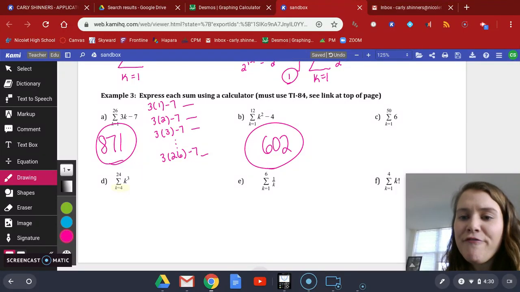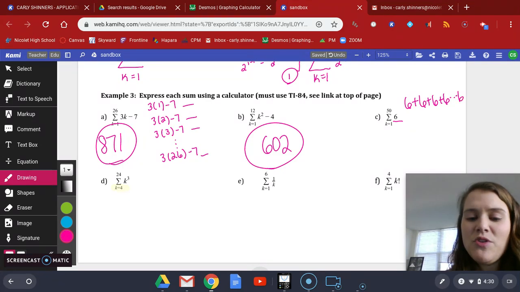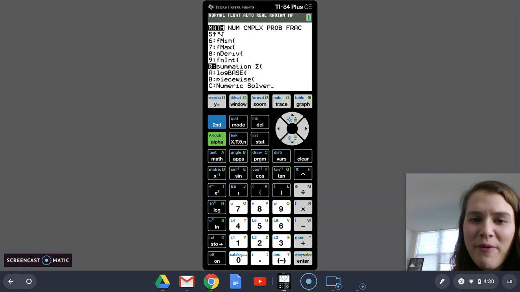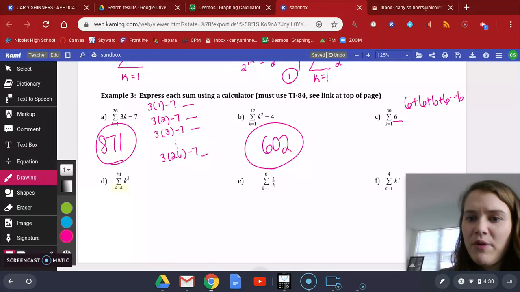Letter C is a little funky because if you look, there's no input, there's no K, there's no N. So I'm really just adding 6 fifty times. So you can actually just do 50 times 6, which is 300. But if your brain didn't go there for whatever reason, you can also just do 1 to 50, and then do 6 for the explicit equation, and you get 300 as well.